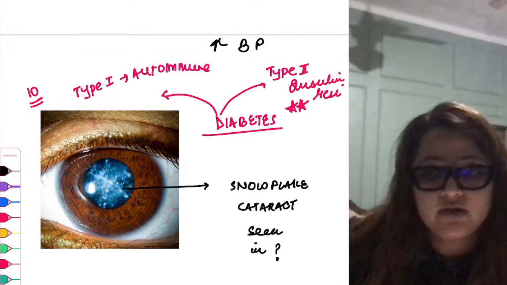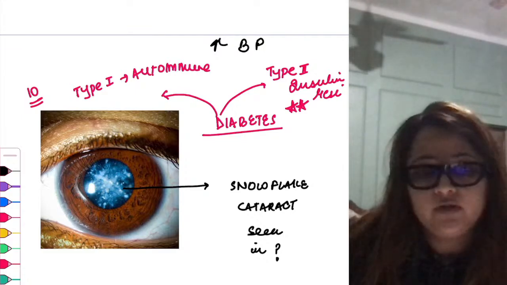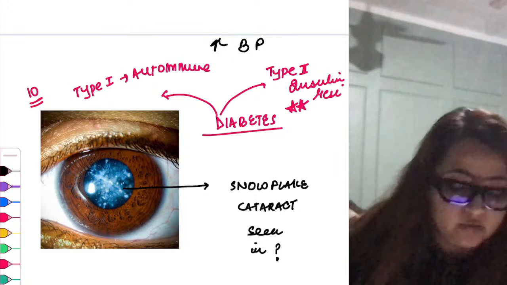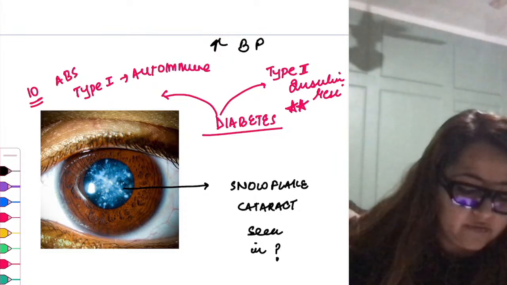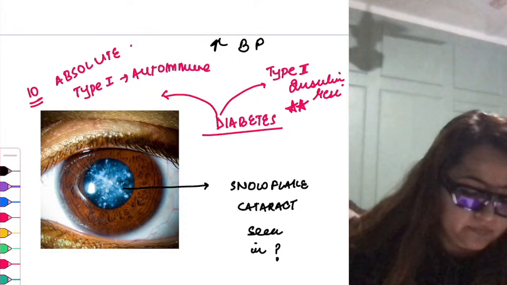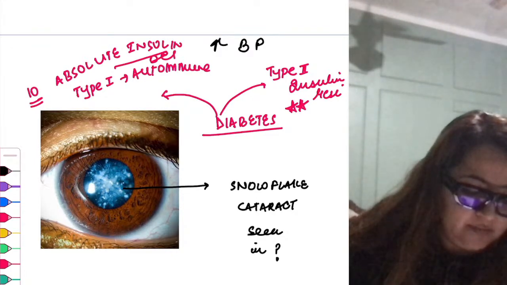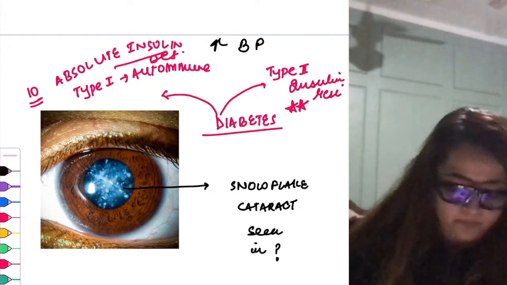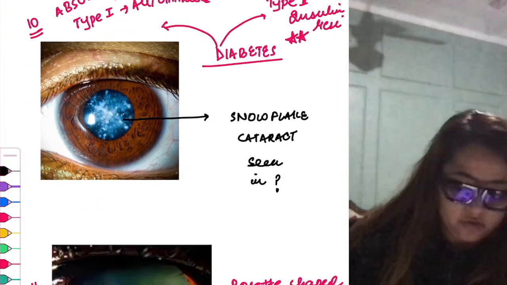In both these conditions, what happens? In type 1, there is autoimmune destruction of the beta cells and ultimately insulin is not produced. So in type 1, there could be absolute insulin deficiency in the long run. But in case of type 2, insulin is there but it is not able to act. Insulin resistance is there. Moving on to the next picture.